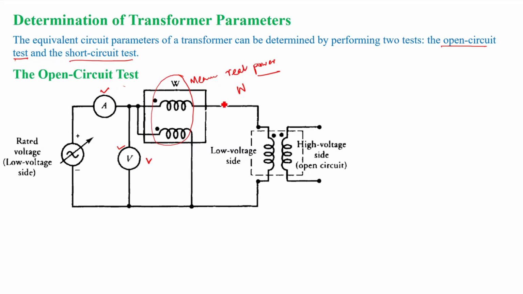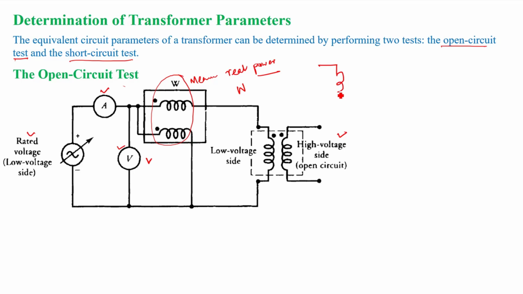So now, how to proceed then? The procedure is that we need to keep the high voltage side open circuit. Therefore, it is called the open circuit test. And we need to feed the rated voltage from the low voltage side of the transformer.